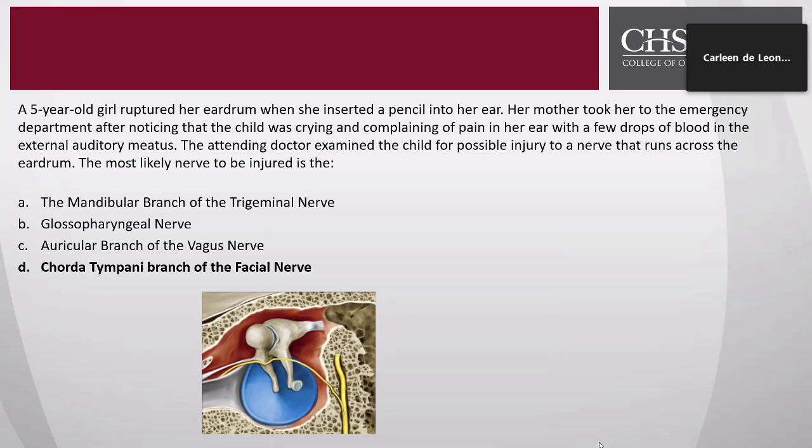So the chorda tympani branch of the facial nerve goes directly over the tympanic membrane. So that's where you want to, if a child inserts a pencil in their ear, they're damaging the tympanic membrane, which will damage the chorda tympani nerve. All the other nerves are nowhere near the tympanic membrane.